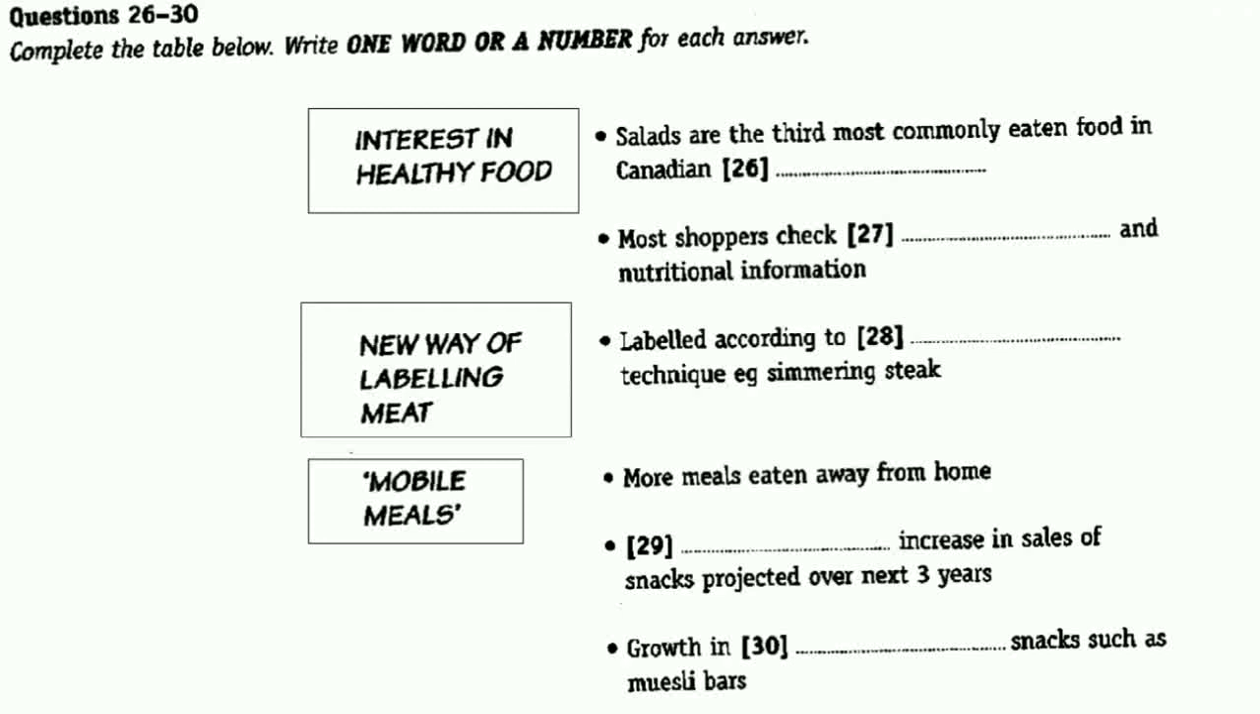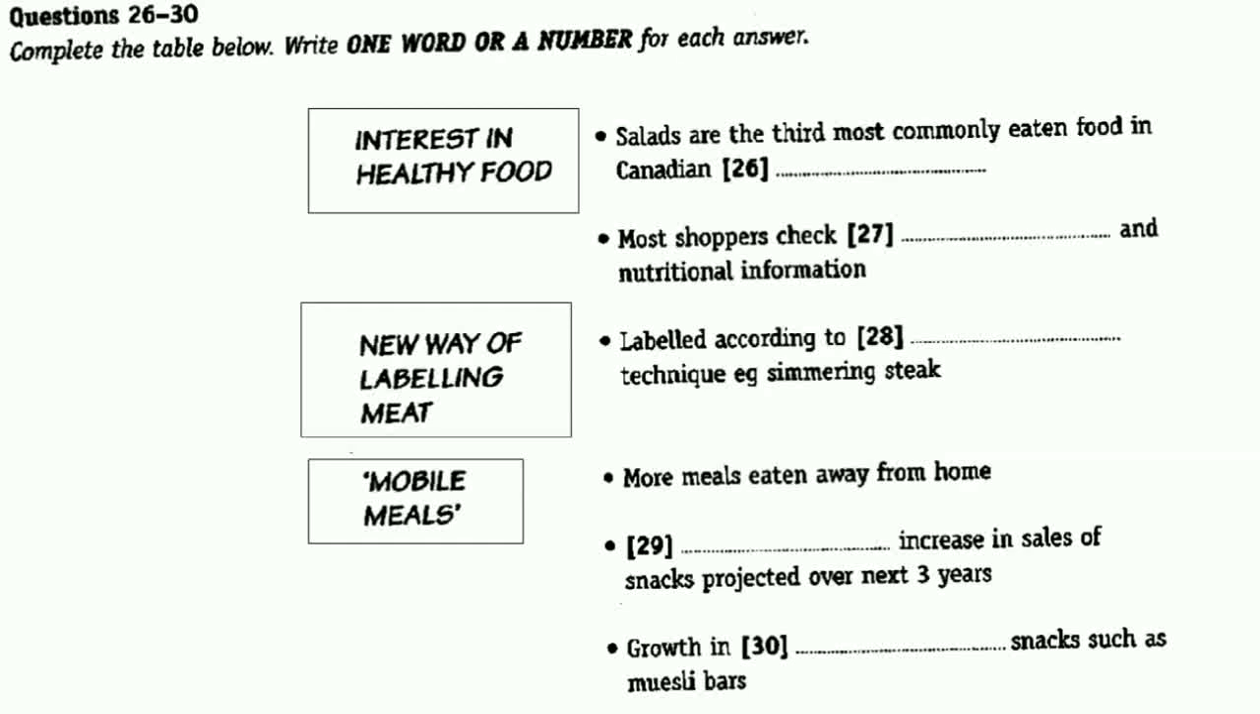The most significant trend, it seemed to me, was that Canadians are definitely interested in healthy food. For example, did you know that salads are the 3rd most commonly eaten food in Canadian restaurants? Really? What about organic food then? Is that becoming more popular? Yes, it's definitely moving into the mainstream compared to a few years ago. And a recent survey showed that 4 out of 5 shoppers said that they check the fat and nutritional information on the packet when they're deciding what to buy.